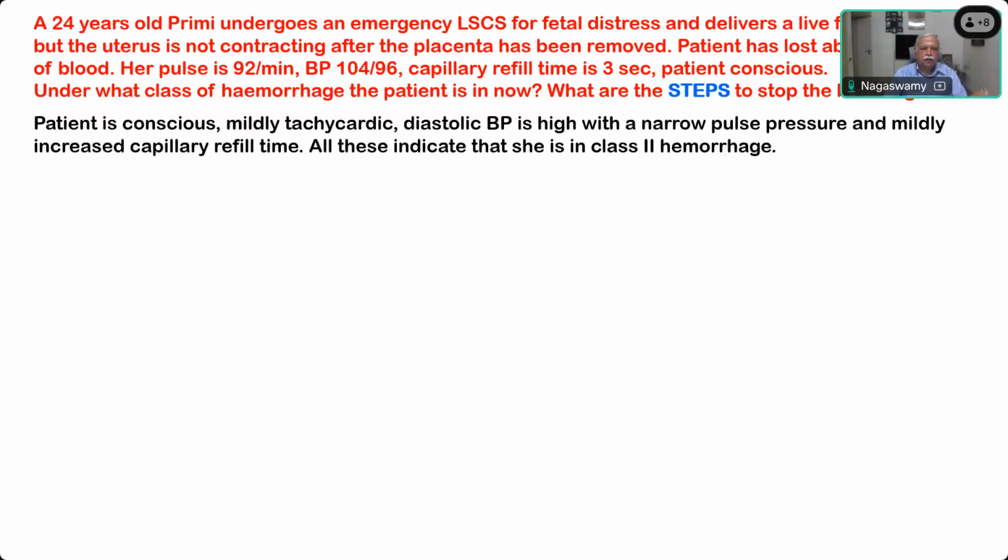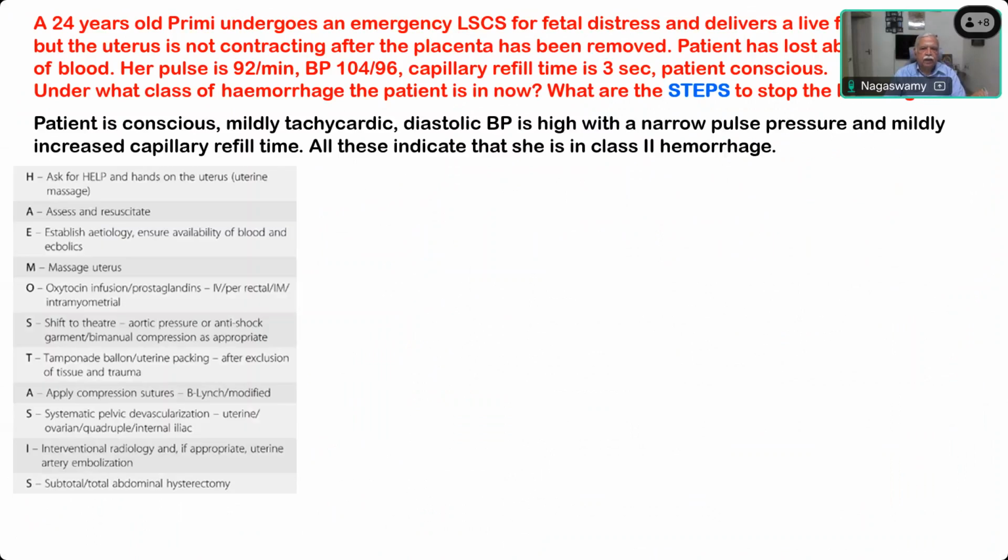So the patient is conscious, mildly tachycardic, diastolic BP is high with narrow pulse pressure and increased capillary refill time, and blood loss 750. All this indicates she is in class 2 hemorrhage. The steps you have to follow are: ask for help, assess the pressure state. There is a mnemonic, HEMOSTASIS, which you can remember, and all these things, tamponade, balloon, all of you know.